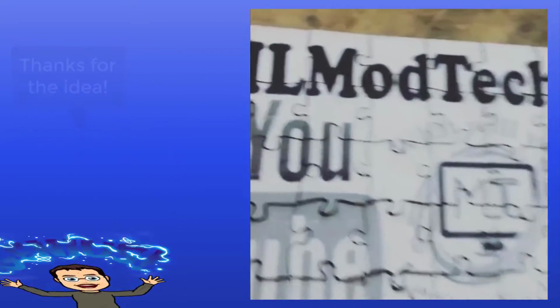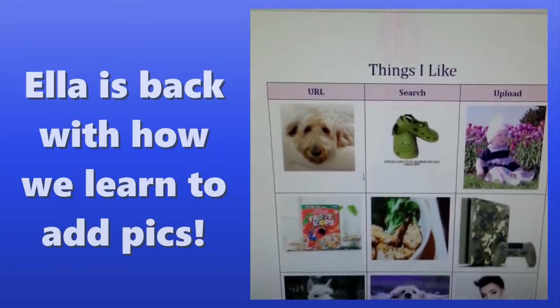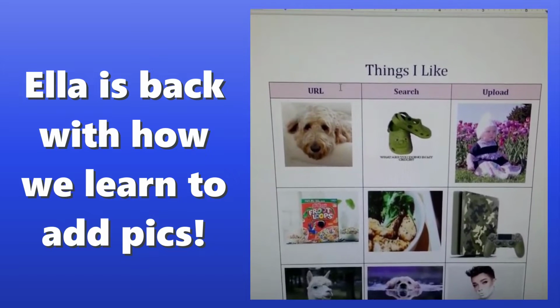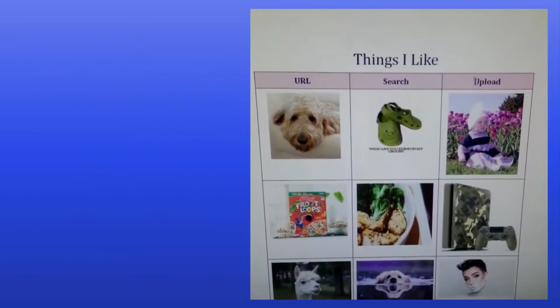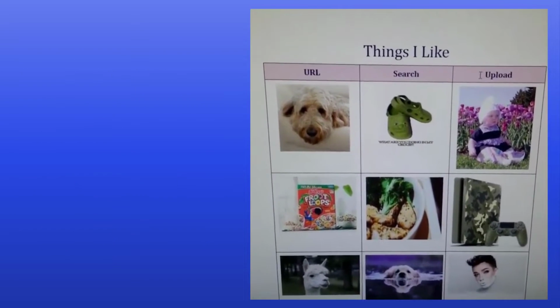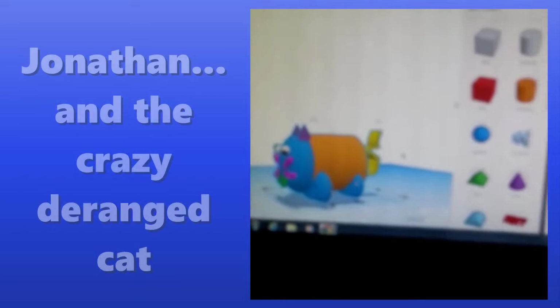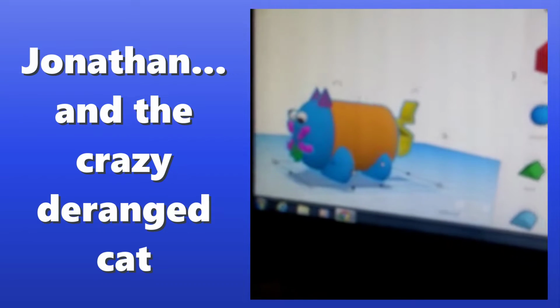And here it is. Between the days of today and yesterday, I learned how to use the URL method, the search method, and the upload method to put a picture on Google Docs. And I made a deranged cat.